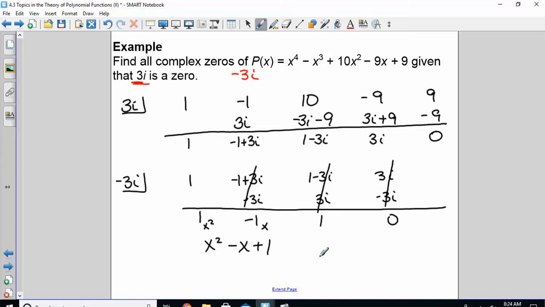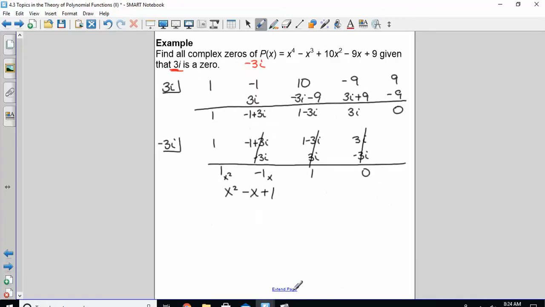What do we do from here? Box method. Okay, what multiplies to positive 1 and adds to negative 1? Nothing. So if we can't factor, what do we do? Quadratic formula. We've had to do that a few times so far. So opposite of b would be a positive 1 plus or minus the square root of b squared minus 4ac all over 2a.